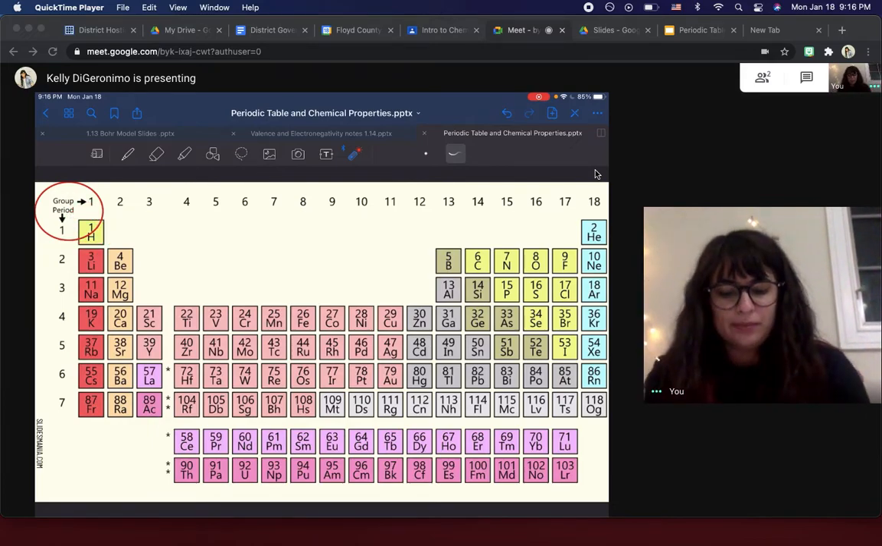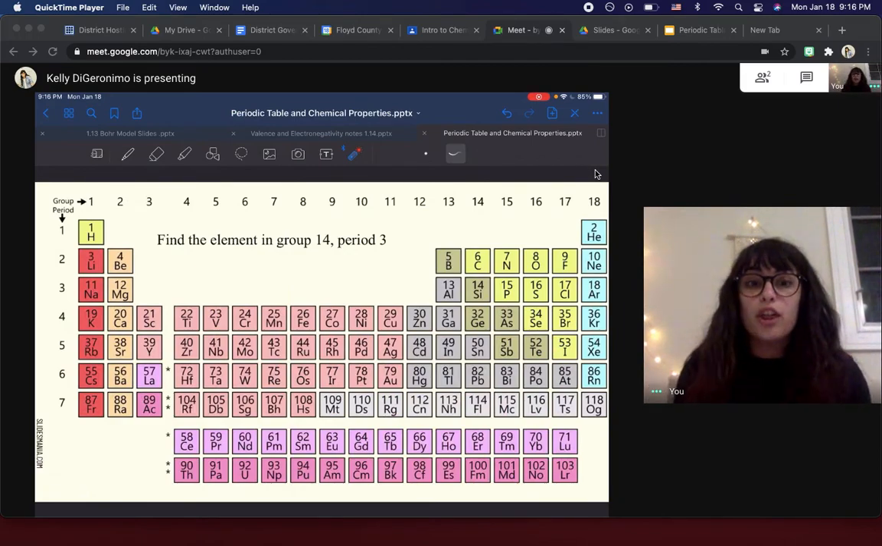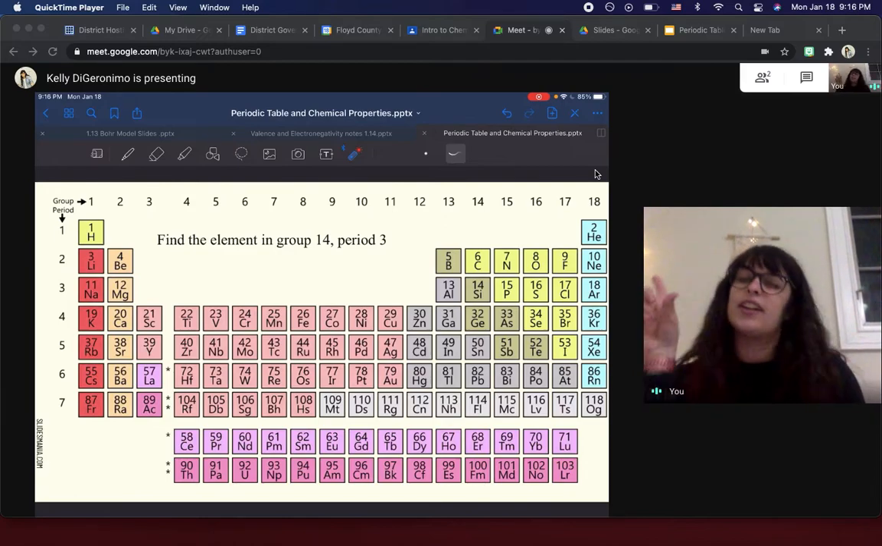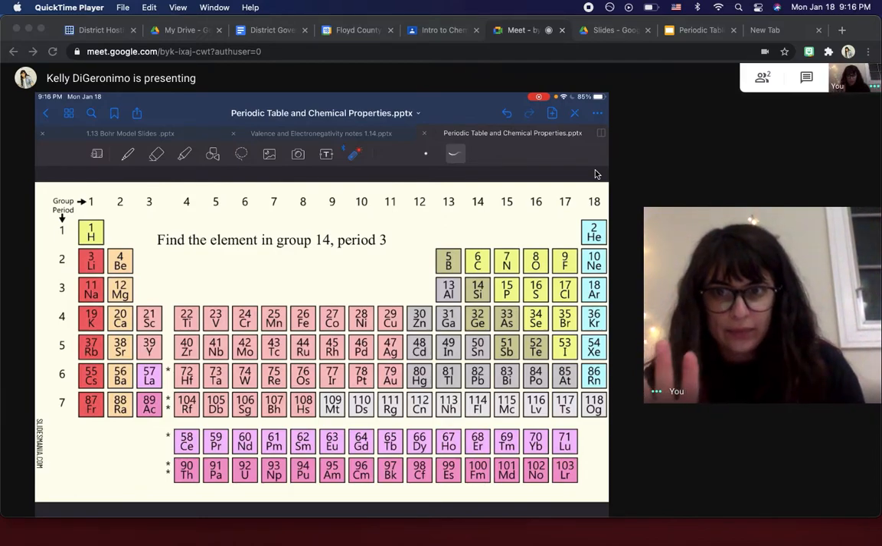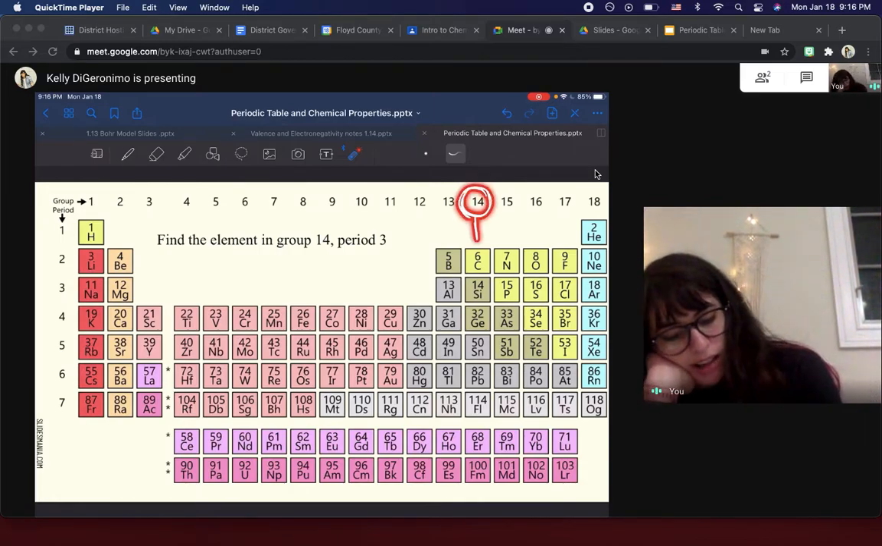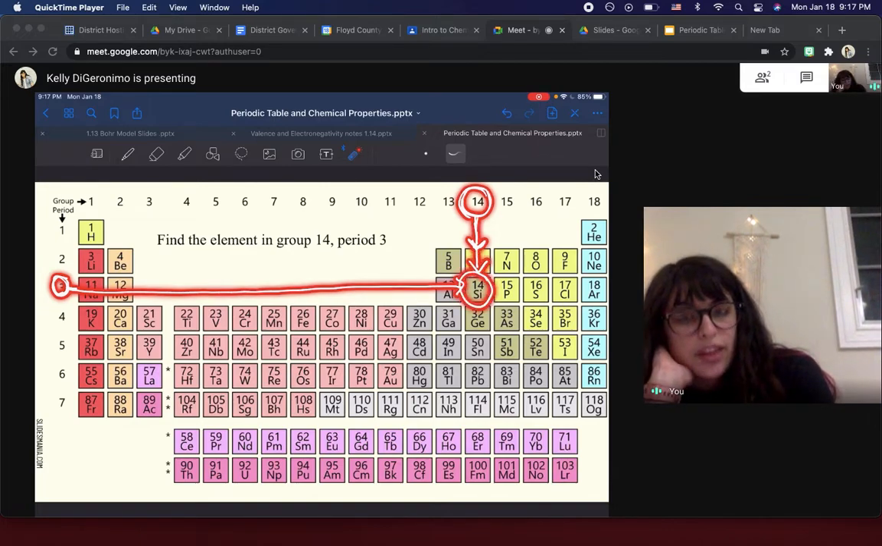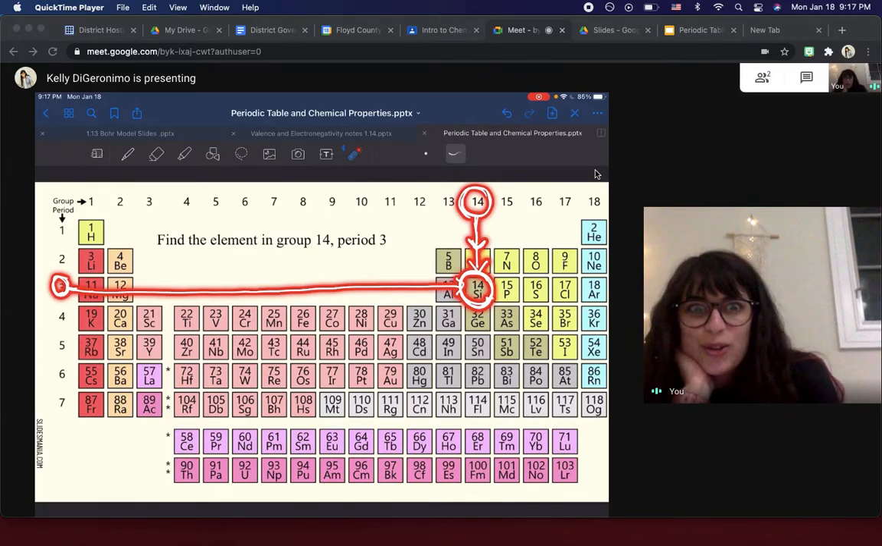Let's try to find some more. Find the element that's in group 14, period 3. Find it yourself, and then I'll check it. Okay. Group 14 is this whole column, and period 3 is this whole row. So we want to go over until we hit group 14, down until we hit period 3, and you end up with silicon. Our final answer is silicon is in group 14, period 3.